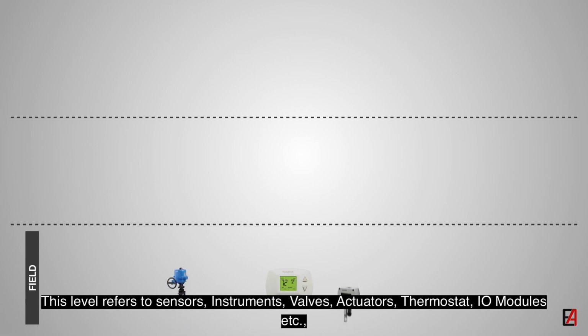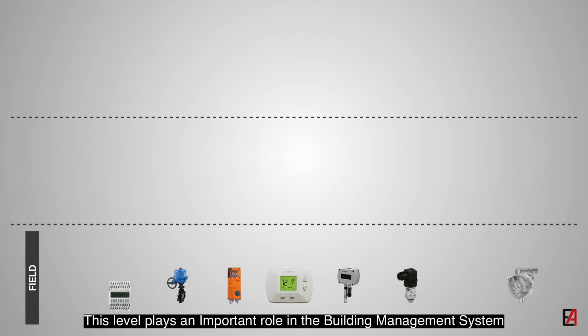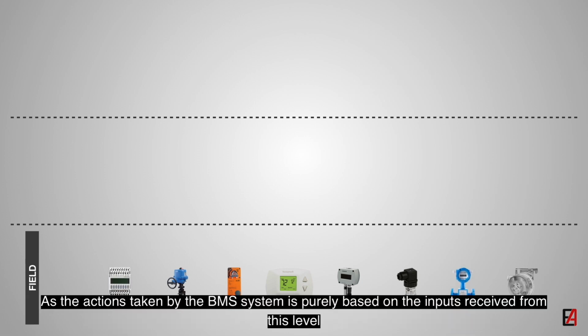The BMS system comprises of three main levels. First one is the field level. This level refers to sensors, instruments, valves, actuator, thermostat, IO modules, etc. This level plays an important role in the building management system, as the action taken by the BMS system is purely based on the inputs received from this level.